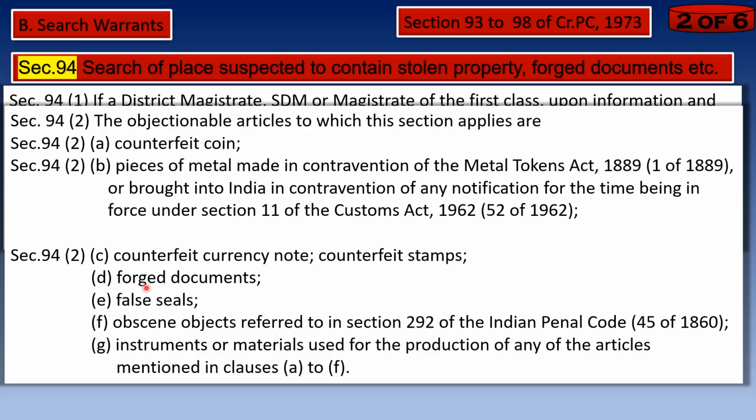Clause D says forged document. Clause E says false seals, that is the rubber stamp of the officials. Clause F says obscene objects referred to in section 292 of the Indian Penal Code. Clause G of subsection 2 of 94 says instruments or materials used for the production of any article mentioned in clauses A to F above. I hope I don't need to explain subsection 2 of section 94 because it speaks about only objectionable articles.